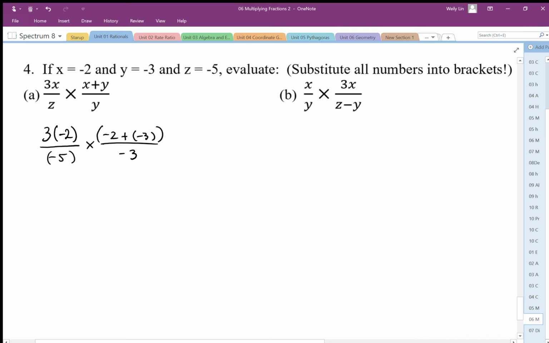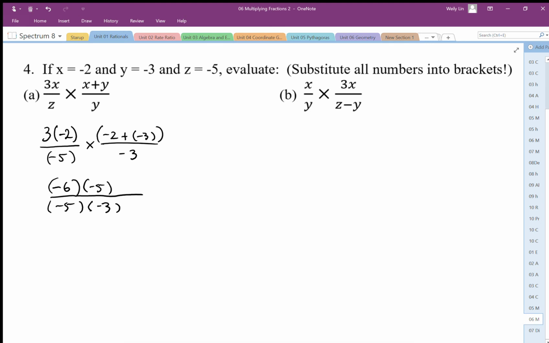I'm just going to times this for now. So negative 6 over negative 5. Again, this is really just one fraction. Negative 2 plus negative 3 is negative 5, so that's a negative 5 factor here, and then there's a negative 3 factor here. Now I should really count my negatives because I have 1, 2, 3, 4 negatives, which means my answer is going to be positive. An even number of negatives always means positive. An odd number will always give us a negative number.